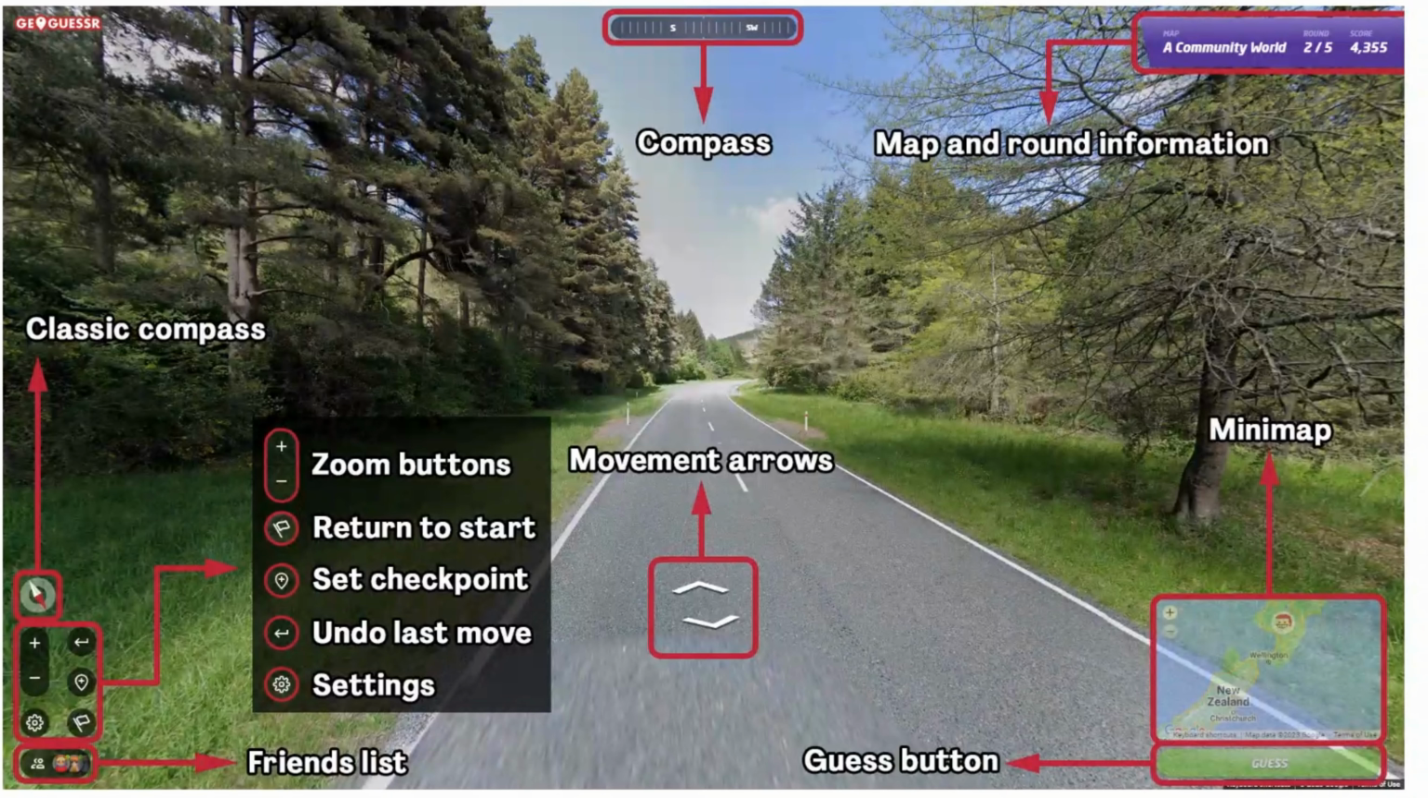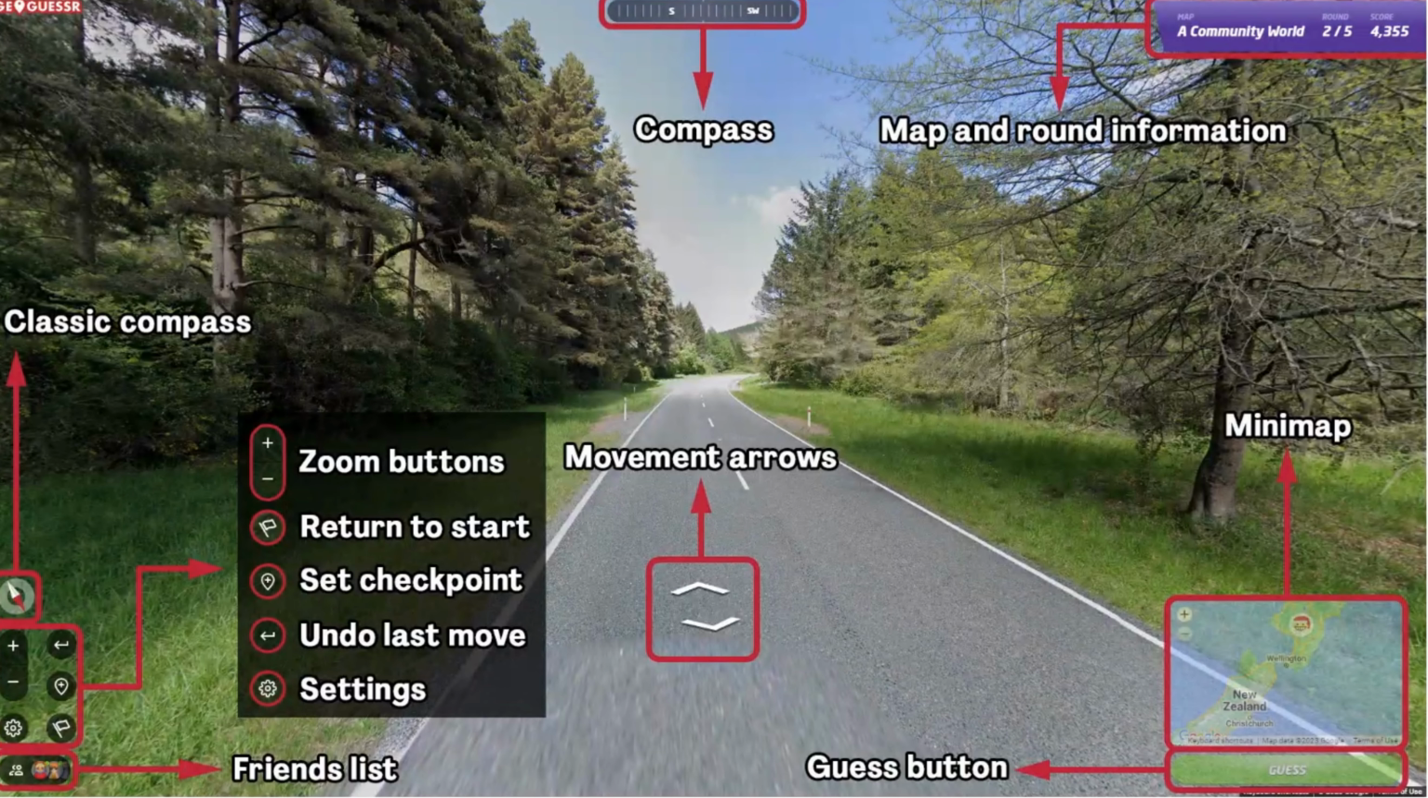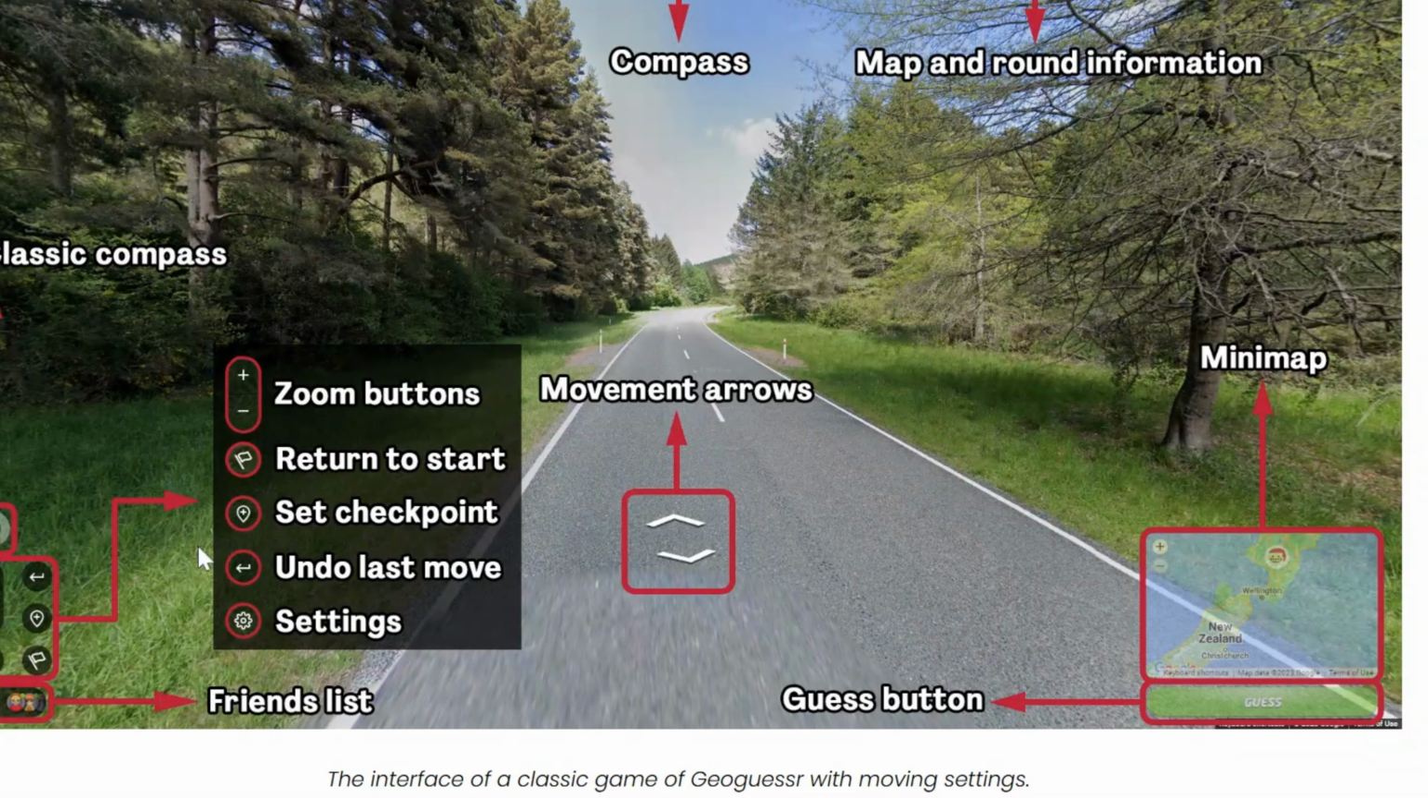Because this is the beginner's guide, let's look at the game mechanics. So you've got the compass where you can see what direction you're facing in. You've got the movement arrows where you can move. You've got the zoom buttons. You can return to the start with that flag. You can set a checkpoint here, so you can return to the checkpoint if you want to go back there. And you've got the undo move, and you've got settings. And you've got some other things like that.